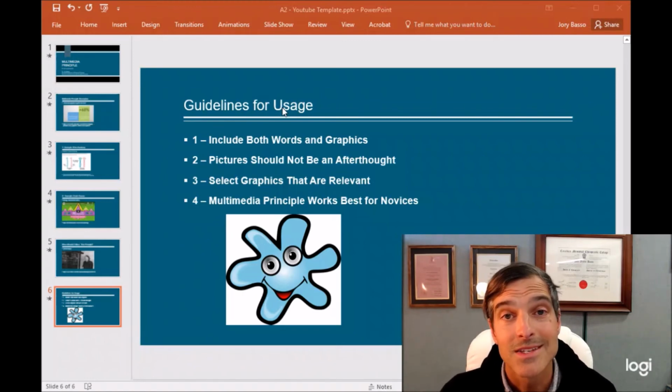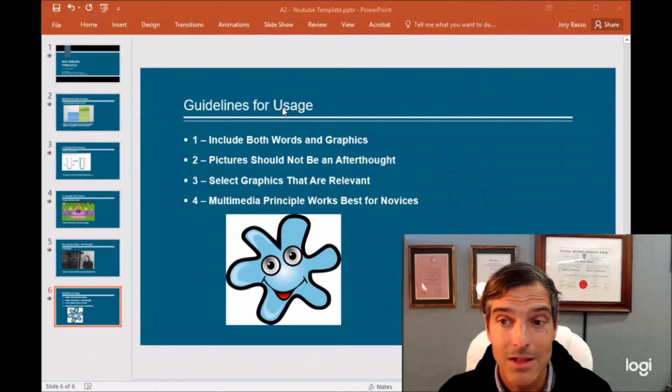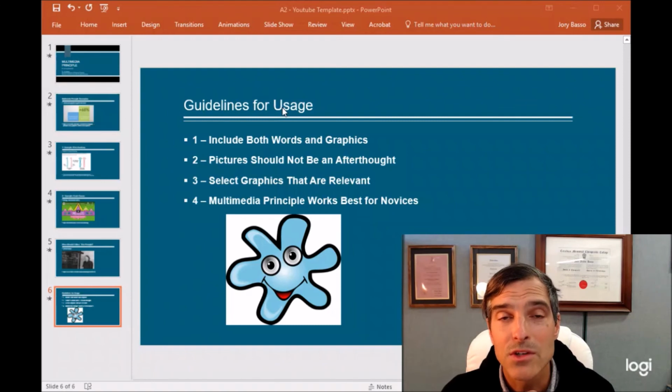Number 3, select graphics that are relevant. I just mentioned that one. So you don't want to have a decorative picture. You can see below there that picture of a cell with a smiley face. Although it looks great, it will not be very beneficial if your lecture content is on cellular organelles. So a labeled diagram would be much more beneficial in this case.